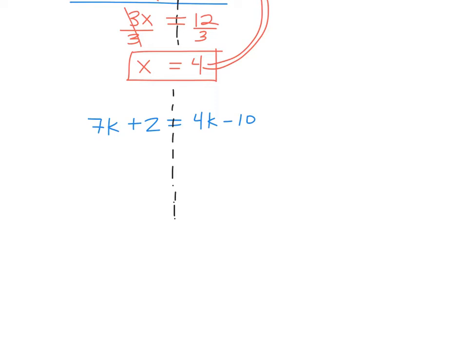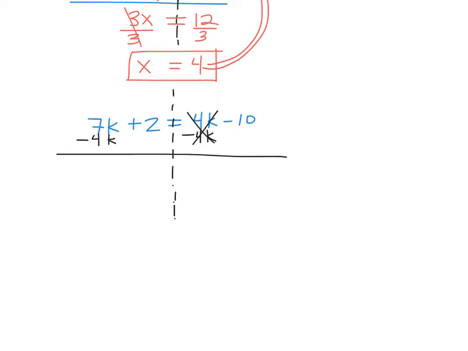So ask yourself the question, does it make more sense to subtract 7k from both sides, or does it make more sense to subtract 4k from both sides? You usually want to get rid of the smaller one, or sometimes it's easier to think you want to move the negative one. These are both positive. So I would subtract 4k from both sides. Okay, so this goes away.